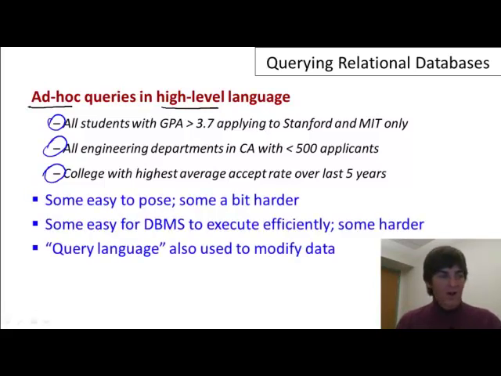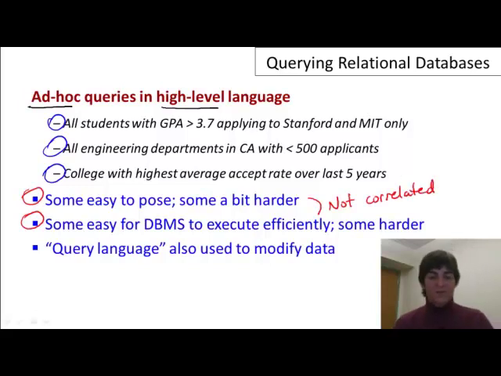So some queries are easier to pose than others. That's certainly true. The three queries you see here are, as I said, pretty easy to pose. Now, some queries are easier for the database system to execute efficiently than others, and interestingly, these two things aren't necessarily correlated. There are some queries that are easy to pose but hard to execute efficiently, and some that are vice versa.